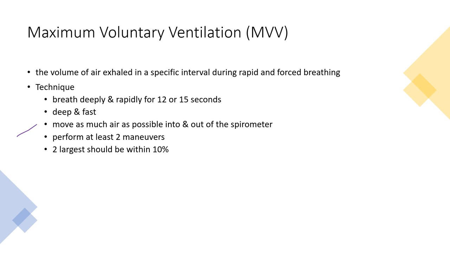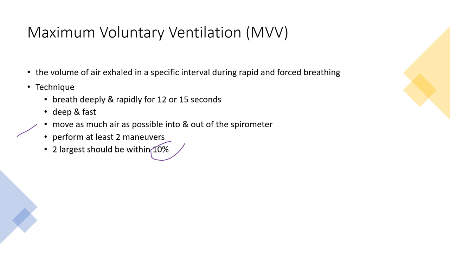Try to do it at least 2 times. The two largest should be within 10%, but be aware, this is one of the most fatiguing ones out there, and that's why we usually save it for last when we're doing a complete PFT. This one is the best look at overall ventilation status because it looks at the muscles, it looks at the neuro control. It's not specific really to restrictive or obstructive, but it's more looking at muscles and neuro control and drive to breathe, that type of stuff.